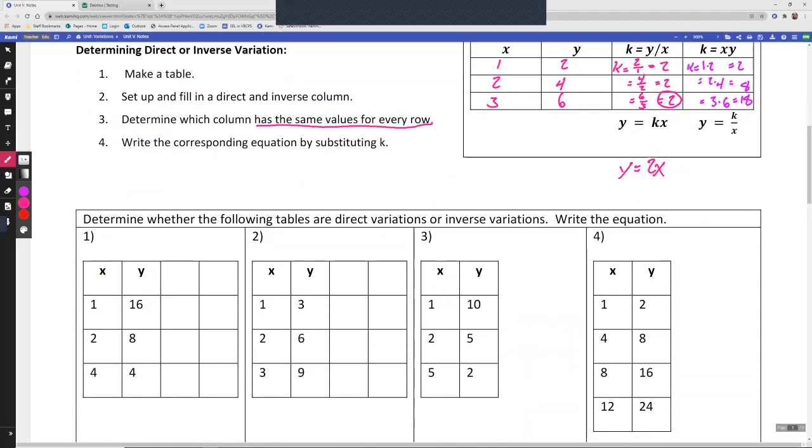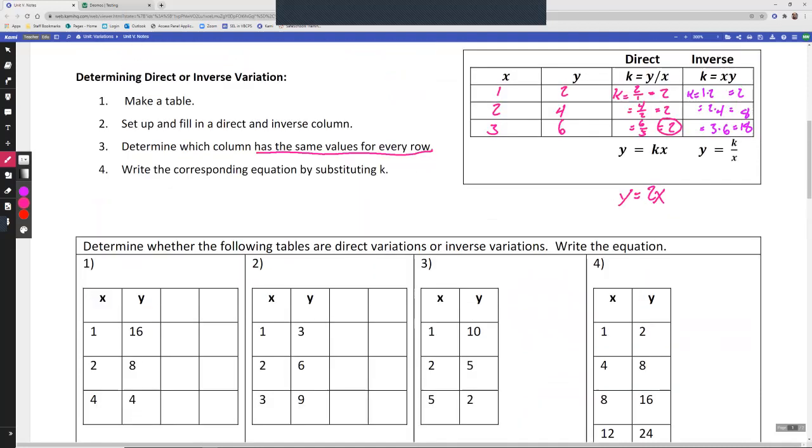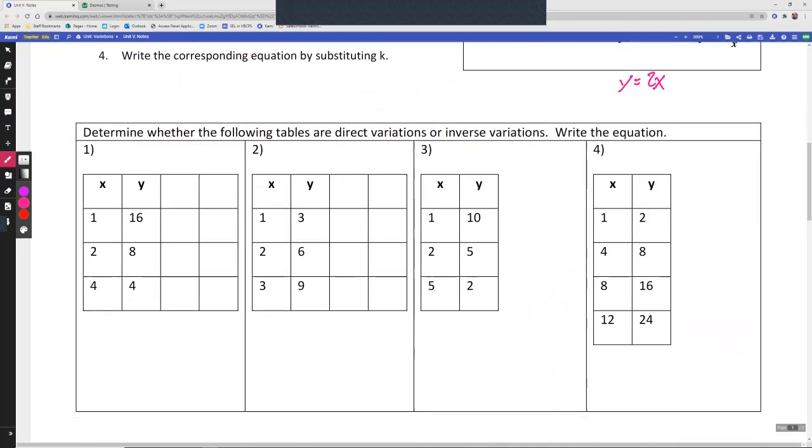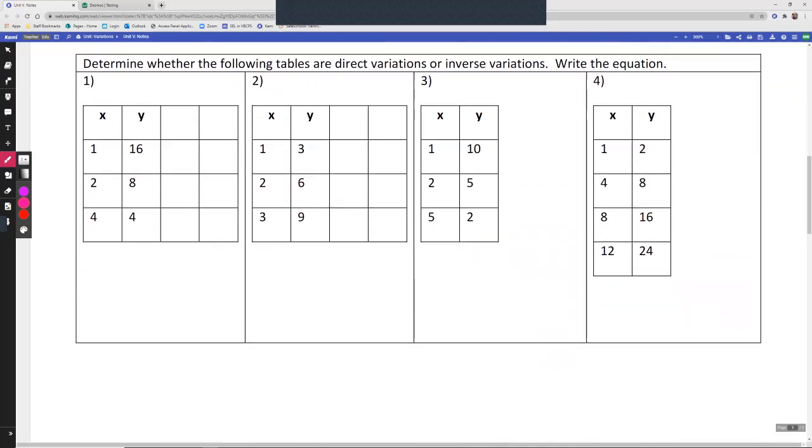Now, when we're looking at these things in the table format, we don't need to always do the steps, but when we're looking at them in the table format, here is another little method that you can use. Looking at the table, start off by looking at x values, I should say, 1, 2, and 4. All right, those are going up.